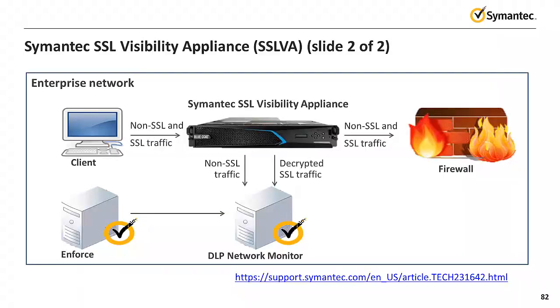This figure shows a diagram of the Symantec SSL Visibility Appliance decrypting traffic from a user and sending a copy of that decrypted traffic to Network Monitor for analysis against DLP policies. For additional details on this integration, please see the guide Using the Blue Coat SSL Visibility Appliance with Symantec Data Loss Prevention Network Monitor, available on the support.symantec.com website.